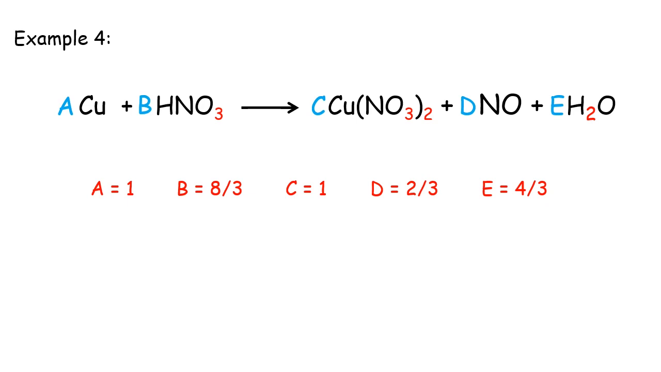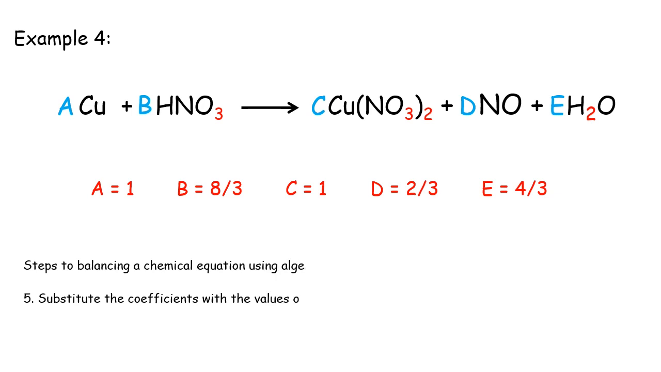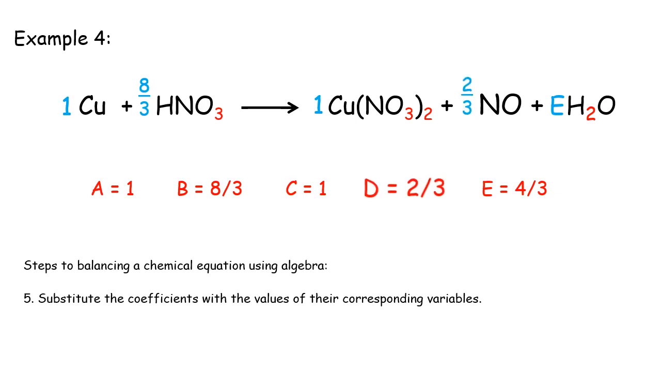Next, we are going to substitute the values of the coefficients with the values of their corresponding variables. A with the value of 1. B, with the value of 8/3. C, with 1. D, with 2/3. And E, with the value of 4/3. To have whole number coefficients, we have to multiply all the coefficients with the number 3, giving us the final coefficients of 3, 8, 3, 2, and 4 respectively. Notice that the coefficients do not have a common factor that we can divide them further. So this will be our final balanced chemical equation.